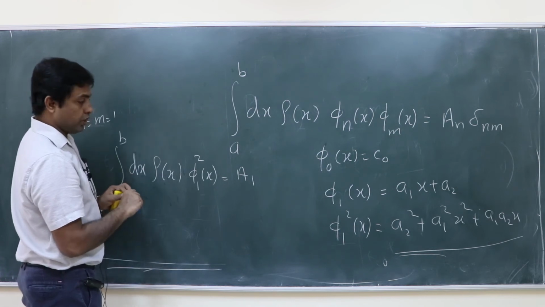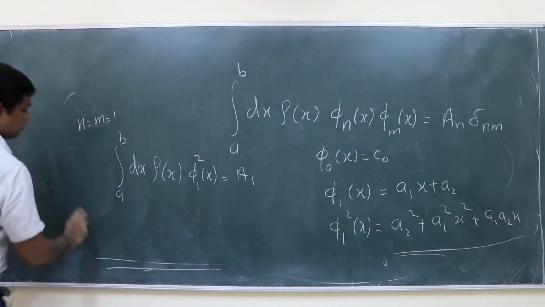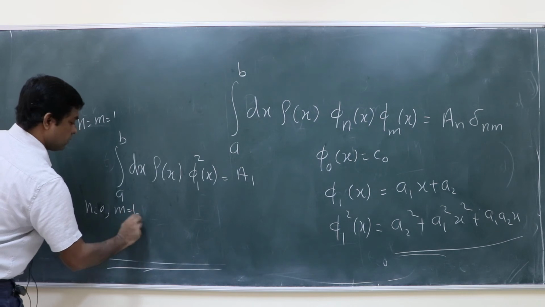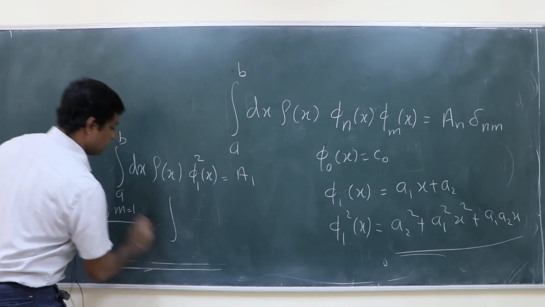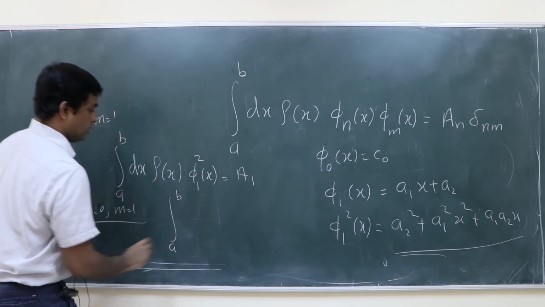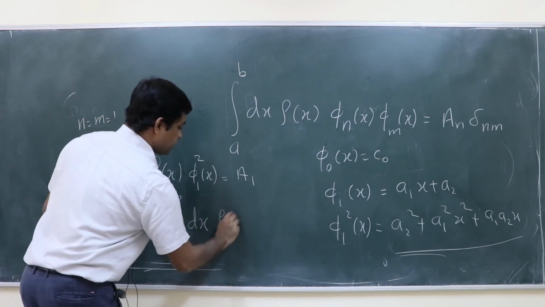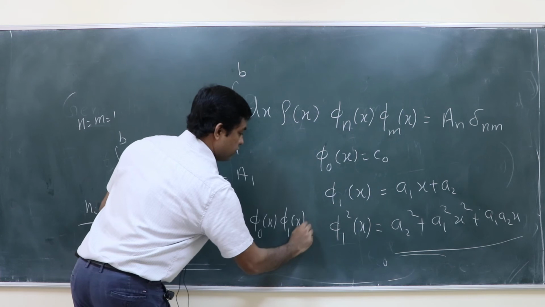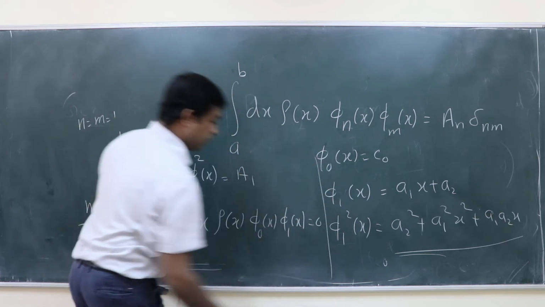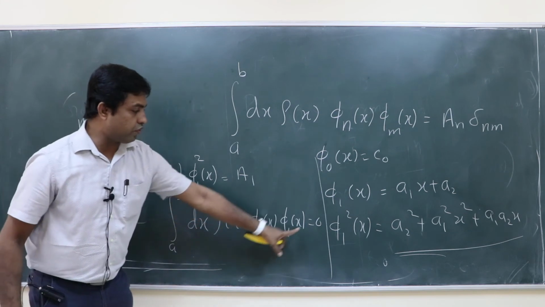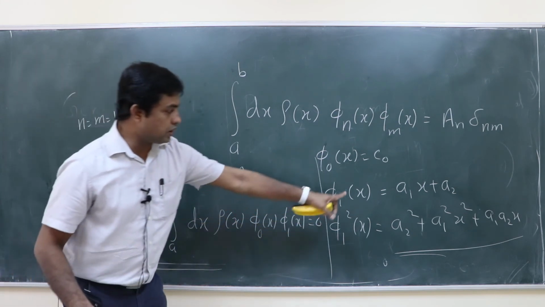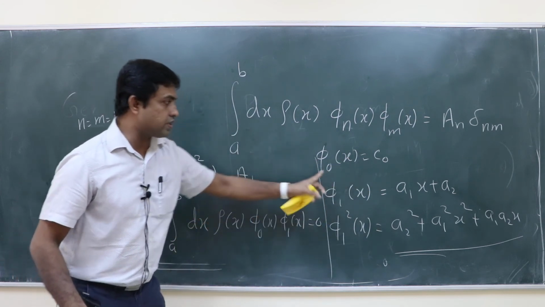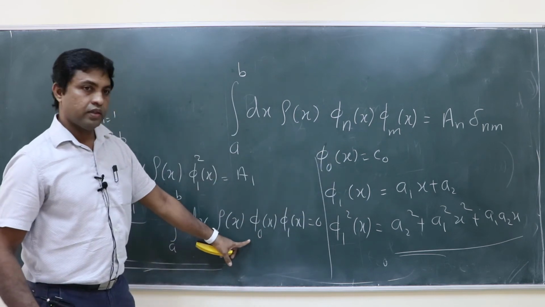Now what next do you have to do? Next you put n is equal to 0 and m is equal to 1. If you do that, what are you going to get? You get integral a to b dx rho of x phi 0 of x phi 1 of x, which is equal to 0, right? Now you substitute phi 1 of x is equal to a1x plus a2 here. Then phi 0 of x is already known, so you substitute that, right?